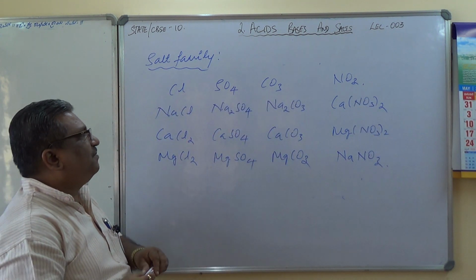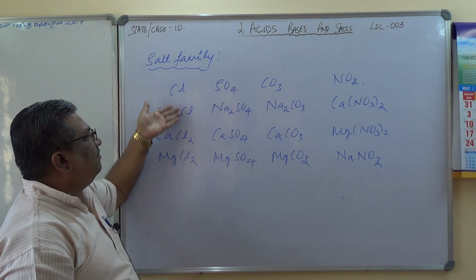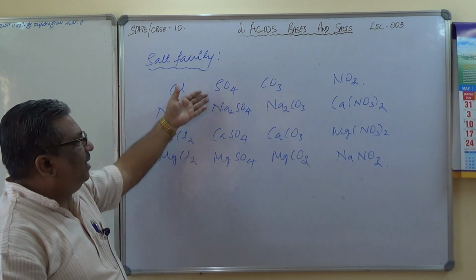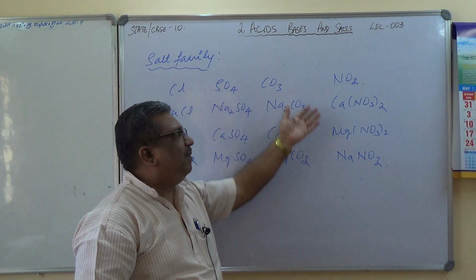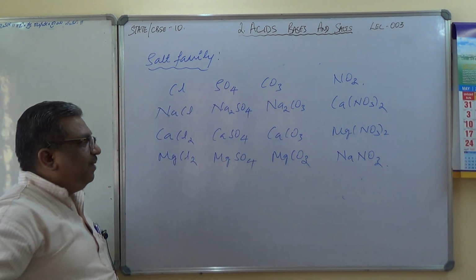So what is a family of salts? Salts of a particular ion are called a salt family. Here these are all chloride family, here sulfate family, carbonate family, nitrate family. These are the different families of salts. Okay, fine.